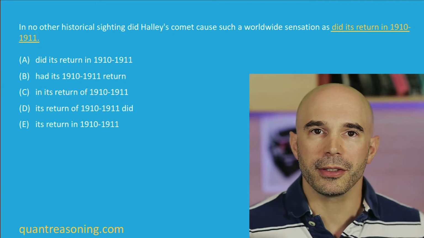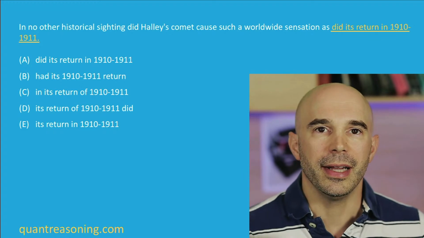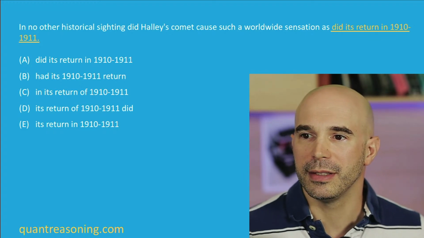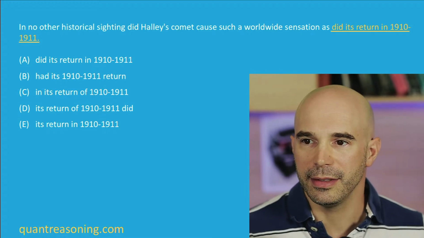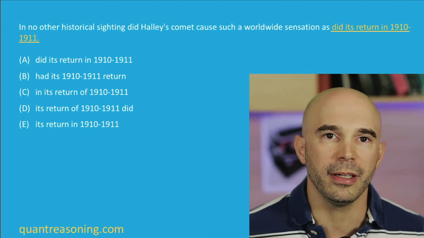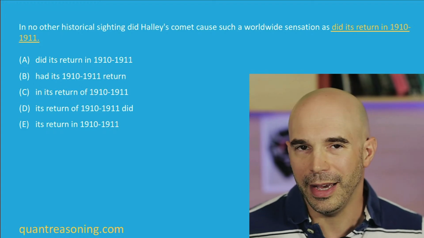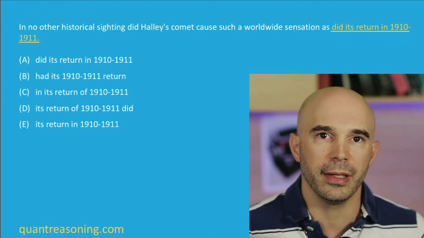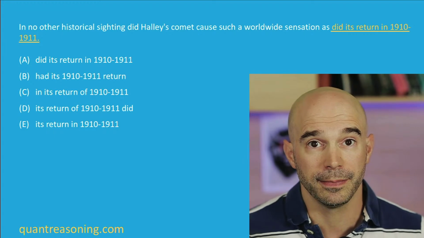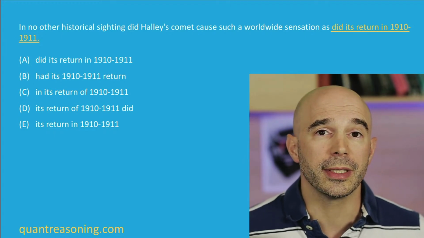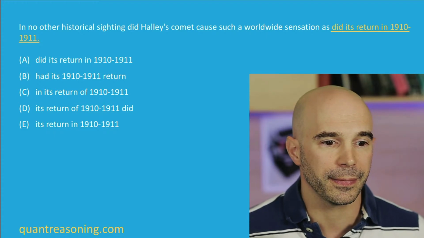So whatever the right answer choice is going to be, it has to be talking about in a historical sighting. In. The word in there in the very beginning of the sentence. You see that non-underlined word in the very beginning, in? It has to be repeated because we're comparing in this historical sighting versus in all these other historical sightings. And there's only one answer choice that has the word in. That's answer choice C.